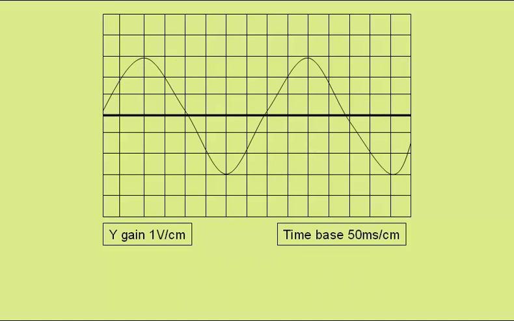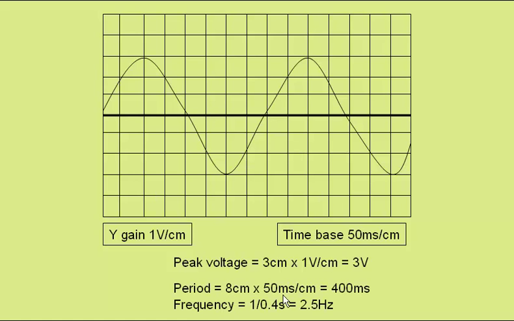Another supply, and the peak voltage 1, 2, 3 centimeters at 1 volt per centimeter, meaning a peak voltage of 3 times 1 volt per centimeter, 3 volts. The time period 1, 2, 3, 4, 5, 6, 7, 8 centimeters at 50 milliseconds per centimeter, meaning the time period is 400 milliseconds. The frequency, 1 over the time period, 1 over 0.4 seconds, meaning a frequency of 2.5 Hertz.